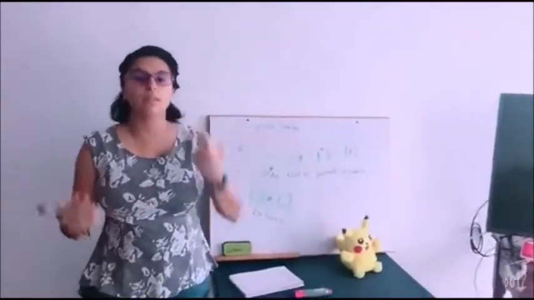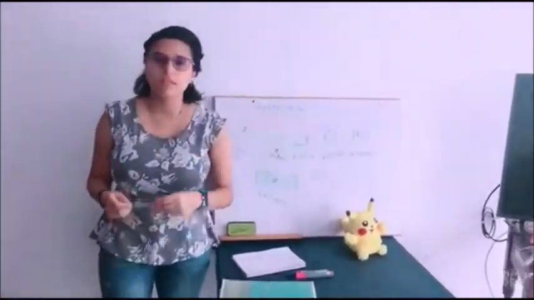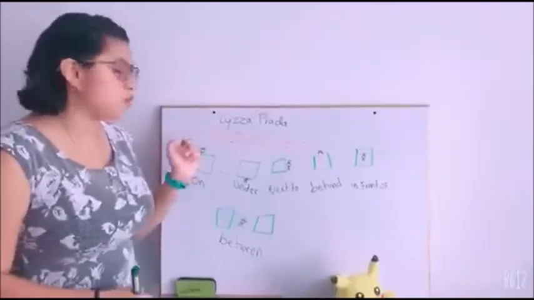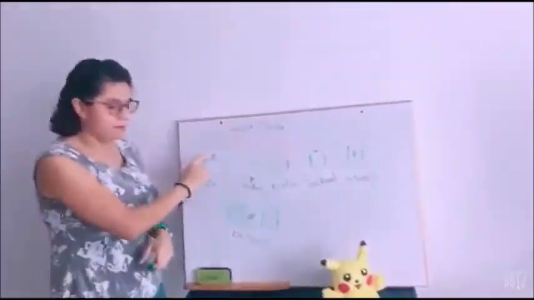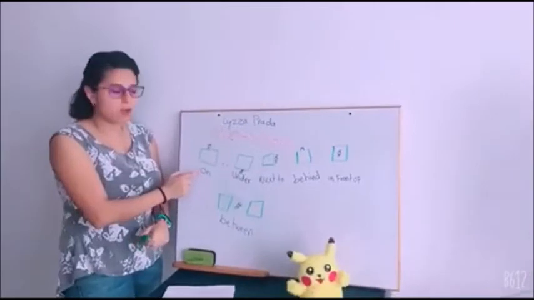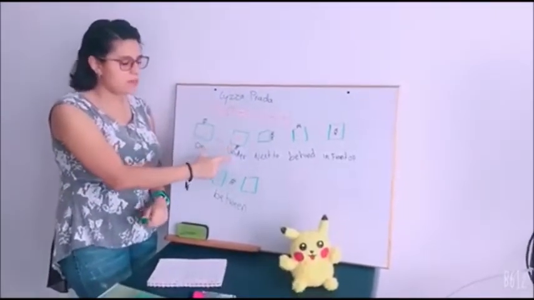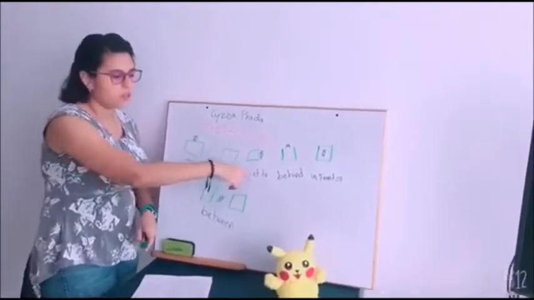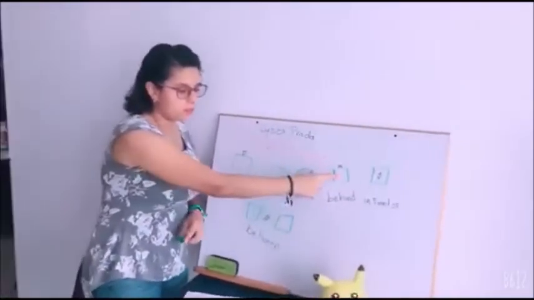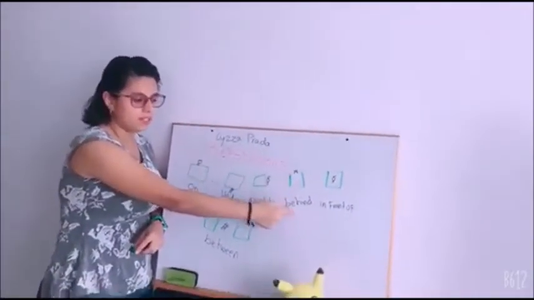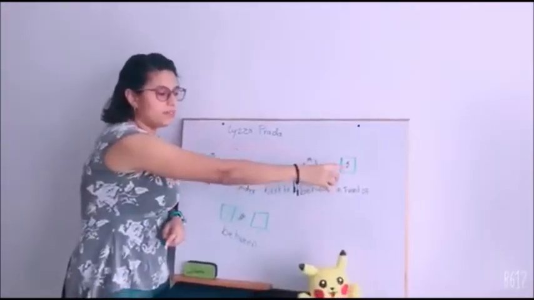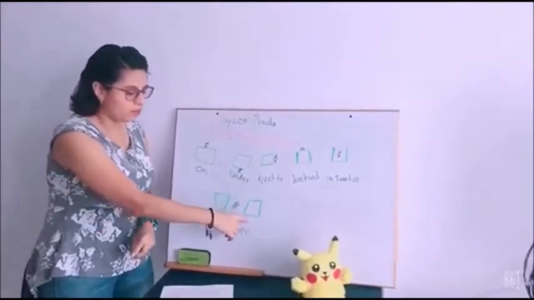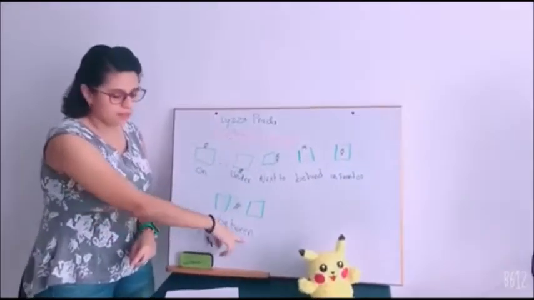Next, I'm going to explain the prepositions. Here is on: this is a box and this is a spider. So here is the spider, this is the box, and it is on. Here the box, the spider, under. Here is the box, the spider is next to. Here is the box, and behind is the spider, so this is behind. Here the spider and the box, in front. And finally here is the spider between two boxes, and it is between.